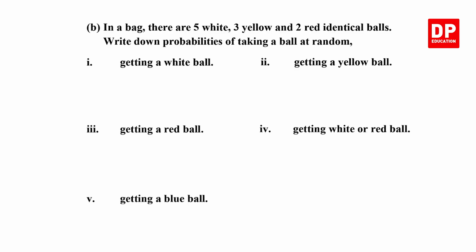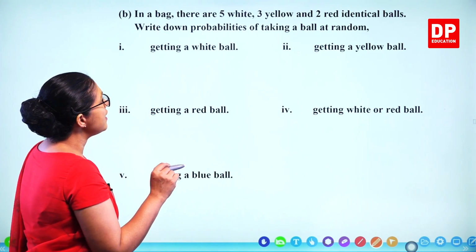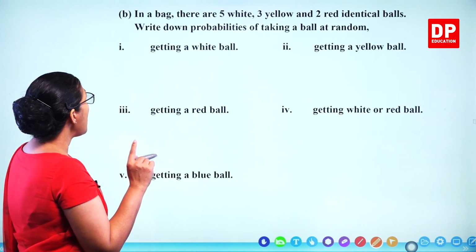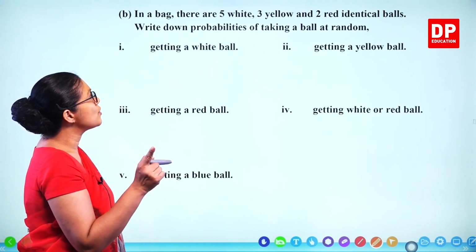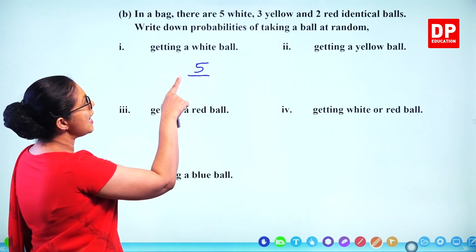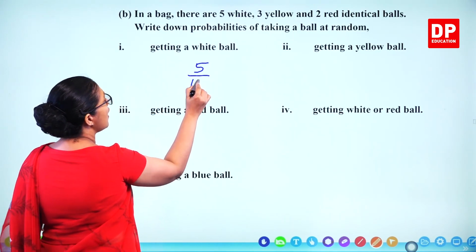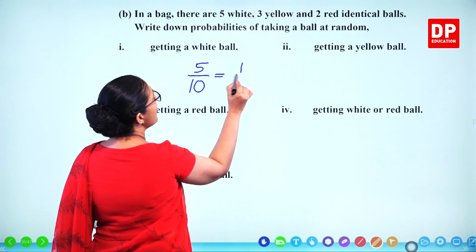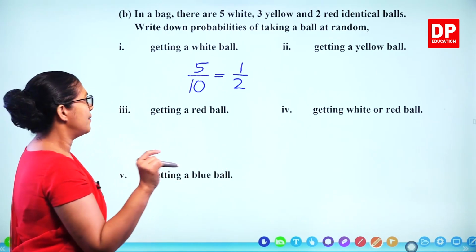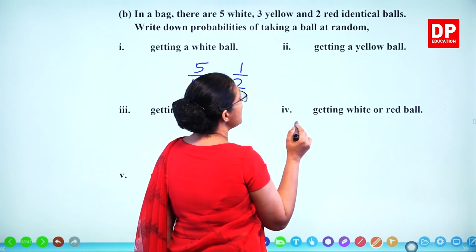Part B. In a bag, there are 5 white, 3 yellow and 2 red identical balls. Write down probability of taking a ball at random, getting a white one. 5 whites out of 5 plus 3, 8, 8 plus 2, 10. 5 over 10. Or you can simplify and write 1 over 2. But you don't need to simplify. You can write 5 over 10 as well.